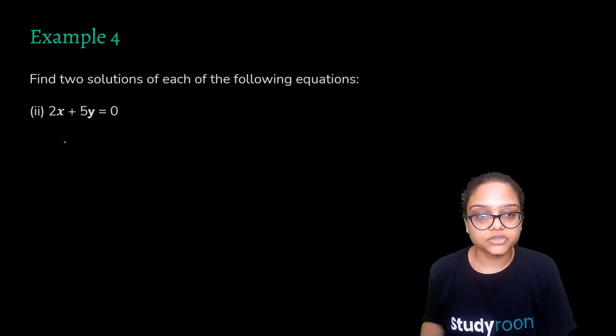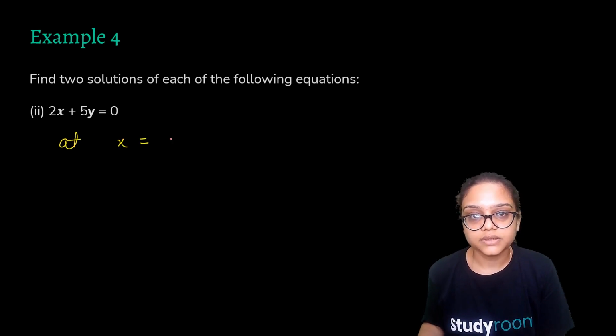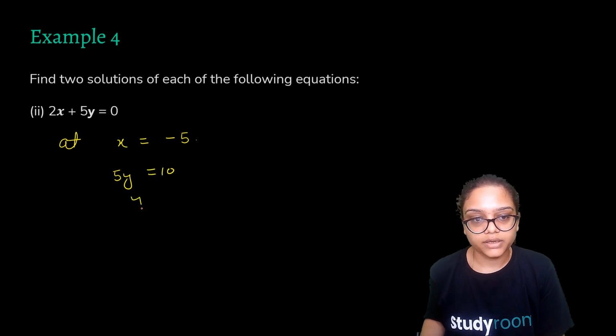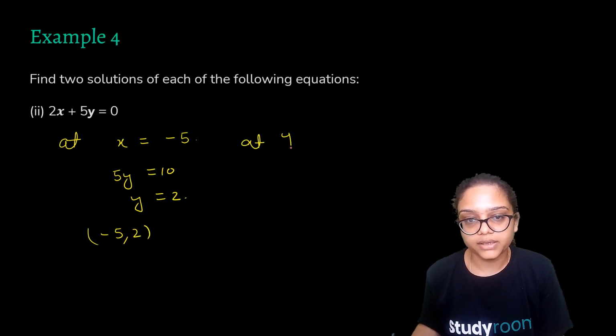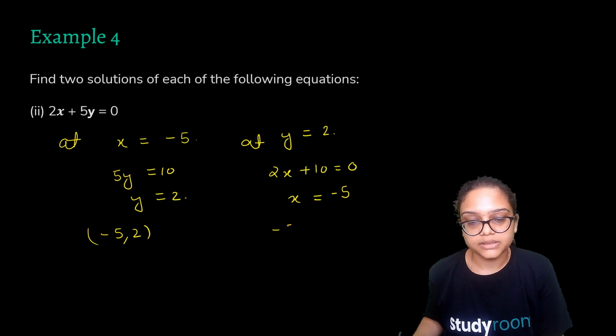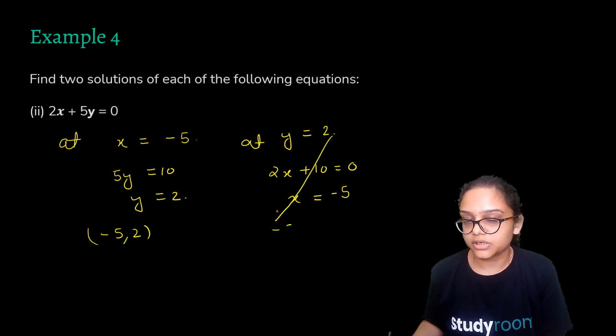Now, a similar question. At x equals, suppose I say minus 5. So 5y equals 10, y equals 2. So one solution would be minus 5, 2. At y equals 2, 2x plus 10 equals 0, x equals minus 5. So the same solution happens, we can't add it. We need to have a different one.